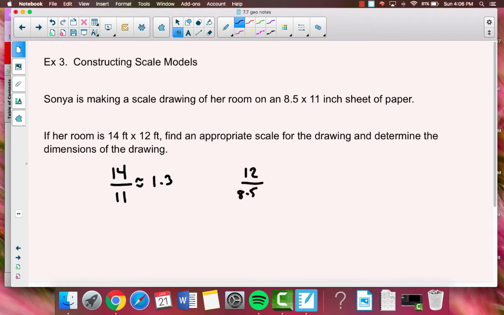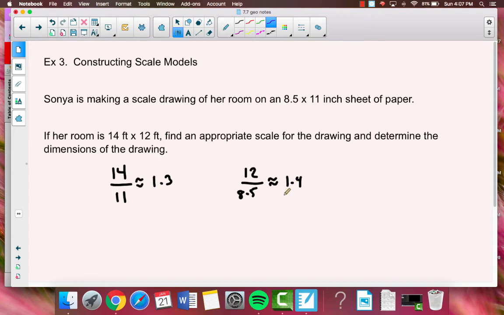Then when I divide my smaller dimensions, I've got 12 feet divided by 8.5 inches. When I do that, I'm going to get 1.4, roughly. Sometimes you may need more decimals just to make it a little more accurate, but here it's okay to round to the nearest tenth. So what this is telling you is that for every inch on your paper, you're going to need something larger than either of these decimals.